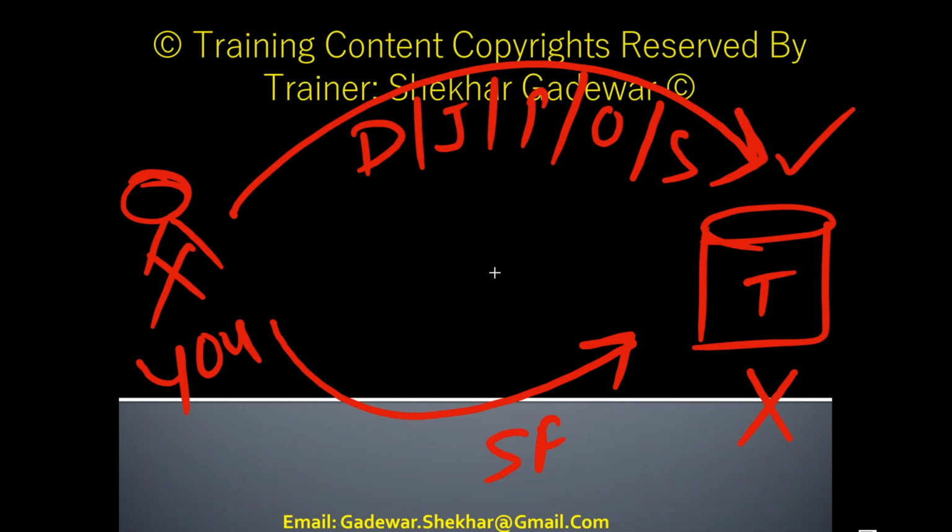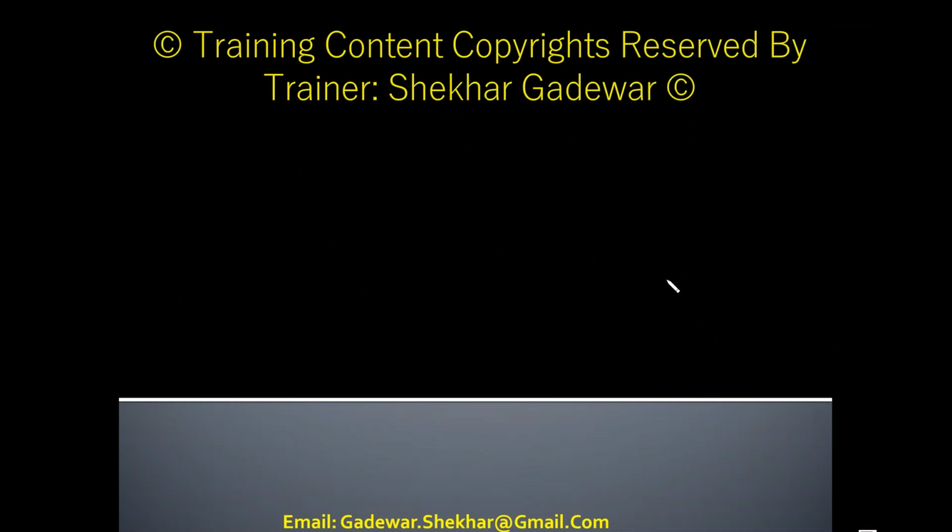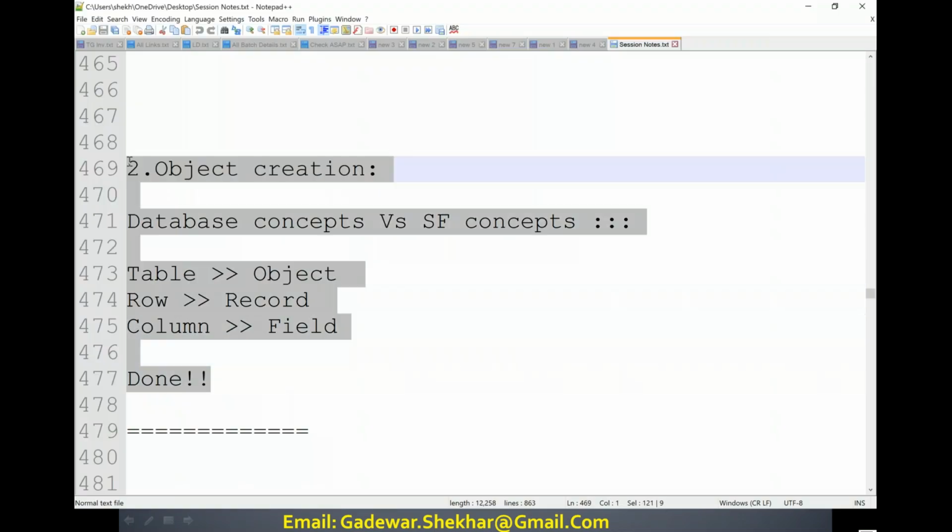Then what do we do? Salesforce says instead of working directly, you work on one intermediate option that's called an object. So you work on this, and on behalf of you, I will work on this. This is what Salesforce says. And that's the reason, guys, we don't work on the table directly, we work on the object. That's the reason we don't call it table in Salesforce, we use the word object only. So please note, from here onwards, use the word object only for table. We don't call it table in the Salesforce industry.